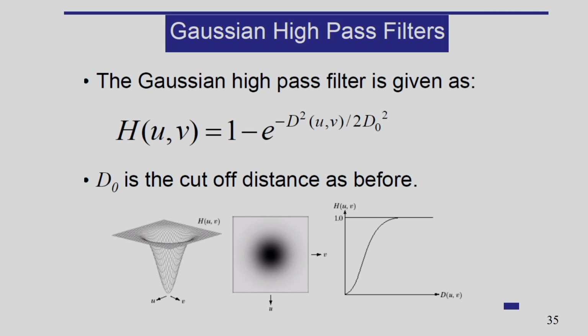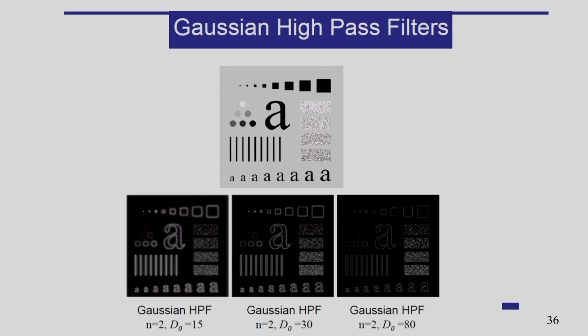And finally I want to show the Gaussian high pass filter. So the Gaussian high pass filter is defined like this, and D naught is the cutoff distance as discussed earlier. So corresponding to the Gaussian high pass filter, I have the filter function, and the filter is displayed as an image, and I have the response of the Gaussian high pass filter like this. And corresponding to the Gaussian high pass filter, you can see the outputs.